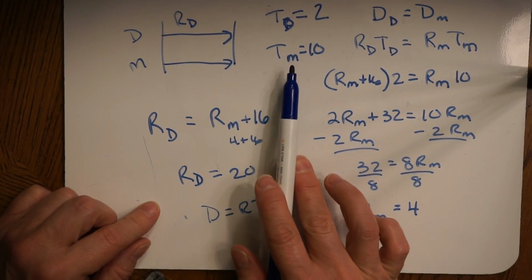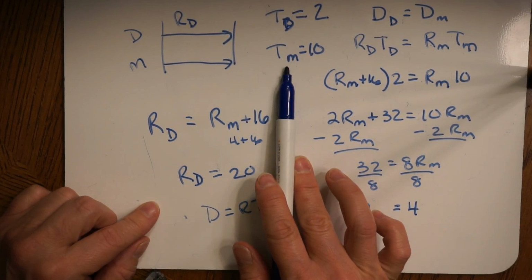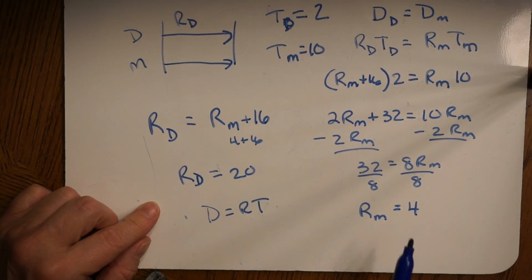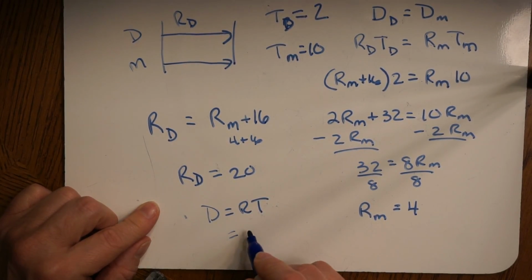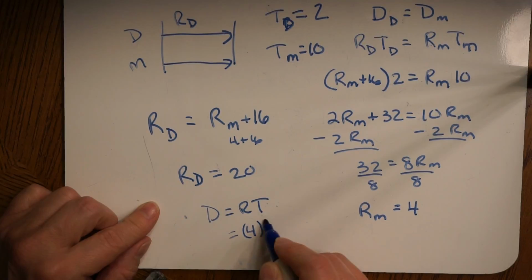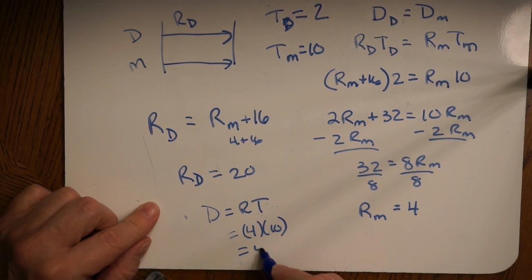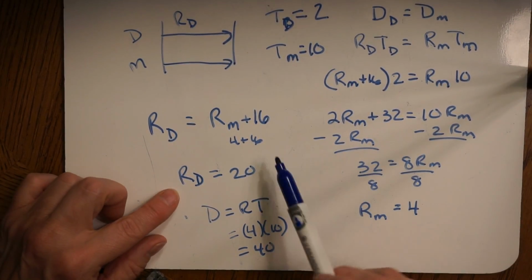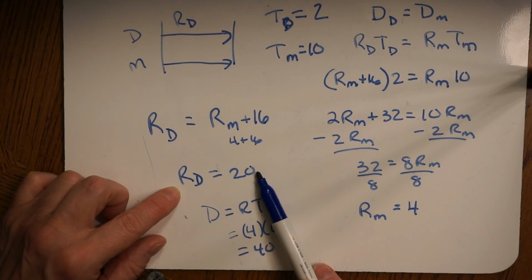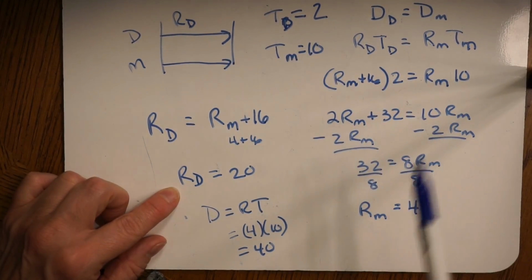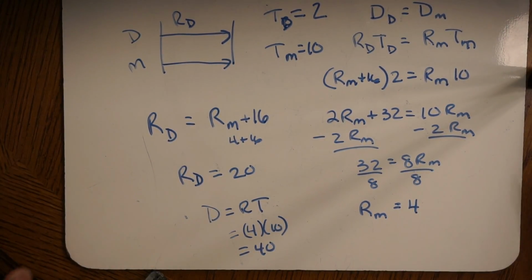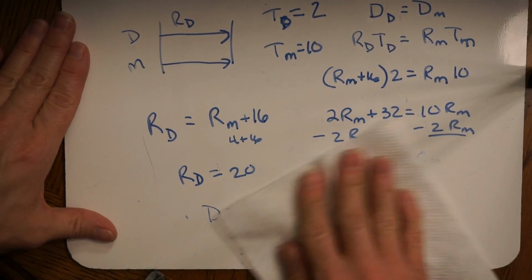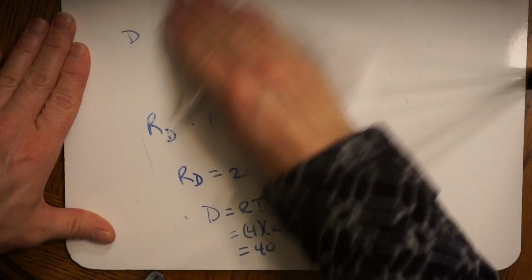We could do the time of Medill times the rate of Medill. So that would be 4 times 10. So the distance would be 40. Or we could do the rate of Durant and time of Durant, which would be 20 times 2, which would also be 40. So they're both going to be the same. Okay, go ahead and pause the video, work through the practice, and then come back and see how you did.